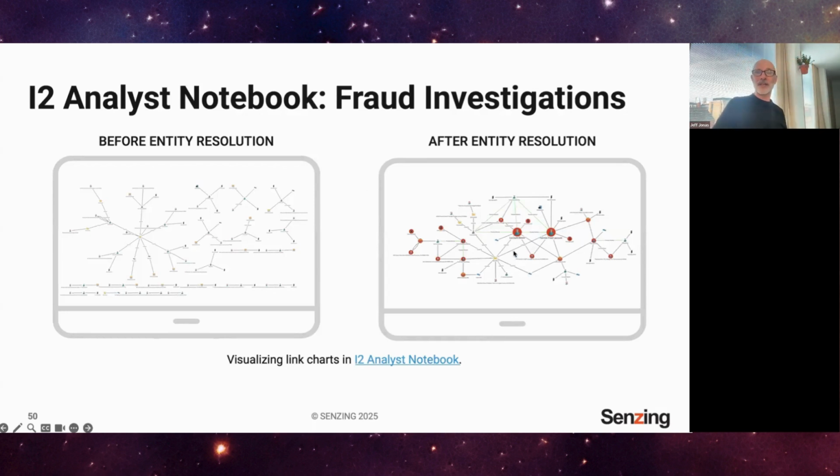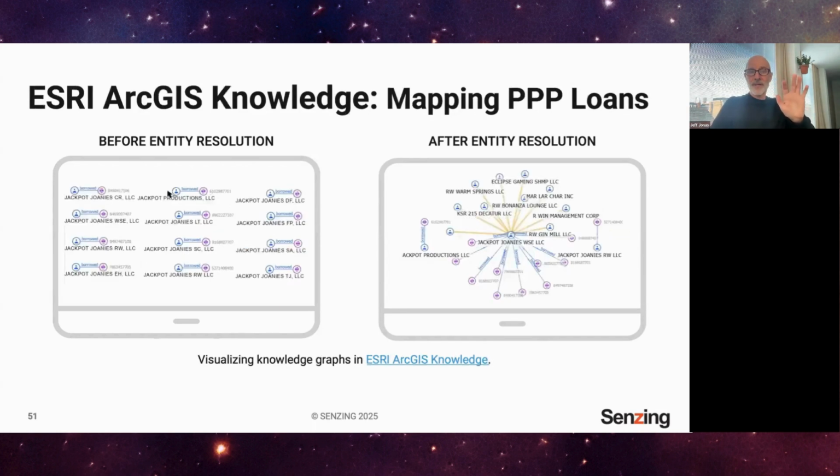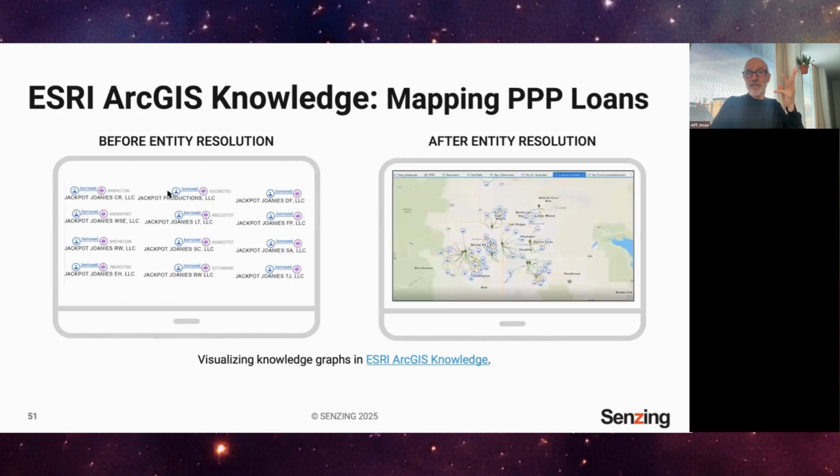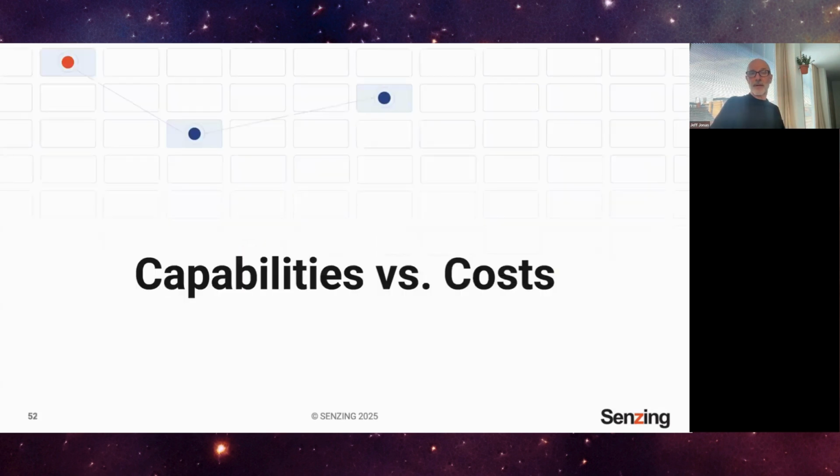Utterly changes an investigation or graph analytics. Esri, ArcGIS Knowledge, PPP loans, Las Vegas, a bunch of little orphans. After entity resolution, it looks like that. One person, three people, three loans, or one person, three loans. And so when you're visualizing it, it looks like that. Last chart.